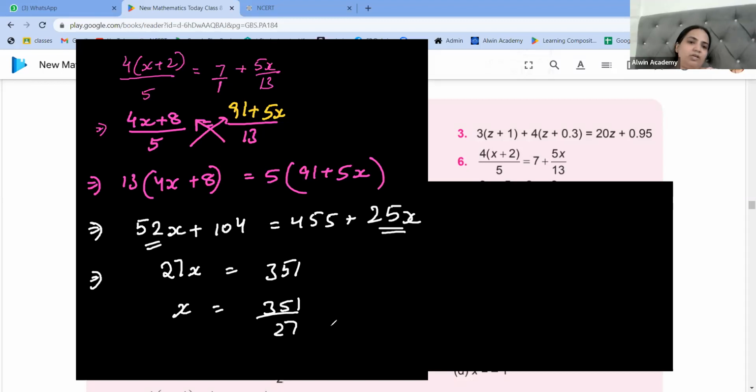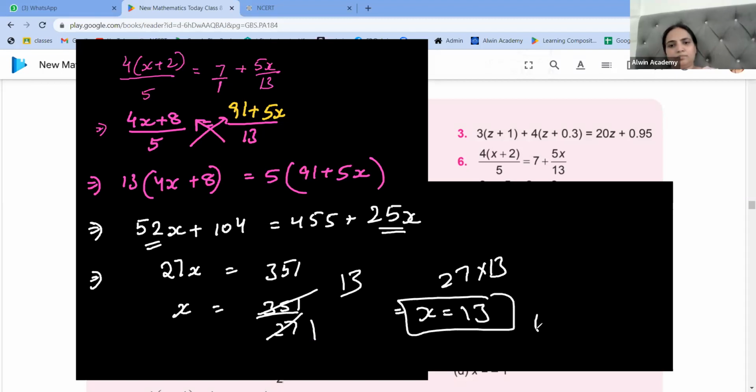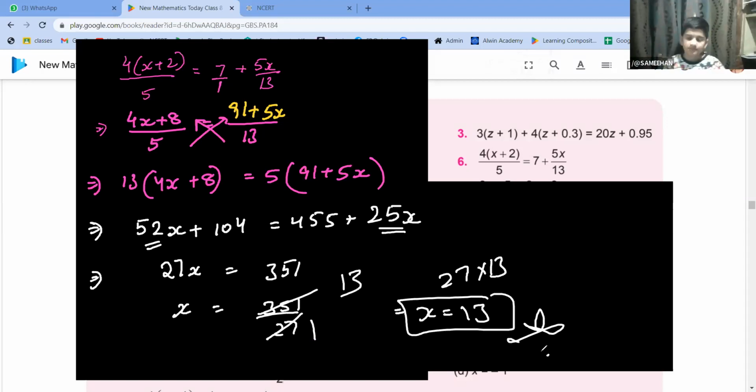Let's guess, 27 times what is 351? 1 at the end. 27 times 11 won't be the answer. Is it 11? 27 times 13. 13 is the answer. Clear or not, बच्चे लोग? Yes, ma'am. Any doubt? No, ma'am.